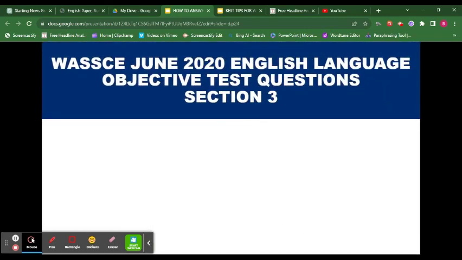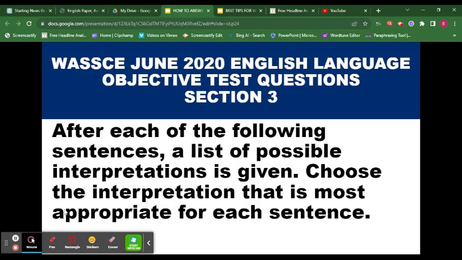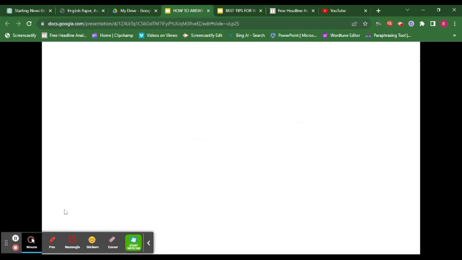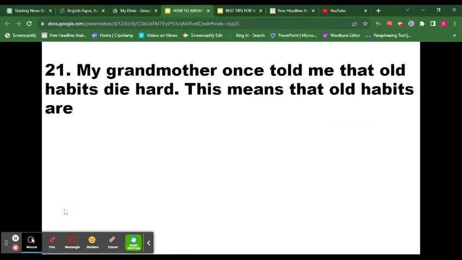Now, this brings us to section 3. After each of the following sentences, a list of possible interpretations is given. Choose the interpretation that is most appropriate for each sentence. So here we are looking at sentence interpretation and how to figure out the meanings of idiomatic expressions. Let's now move on to question number 21.